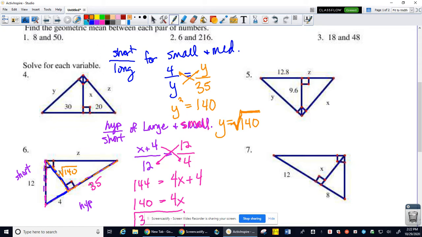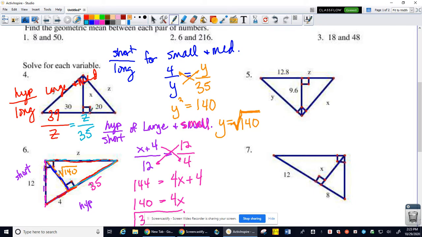And now to solve for z, the long leg. I'm going to compare the hypotenuse and the long leg for the large and the medium triangle. Because z is the hypotenuse of your medium triangle, and z is the long leg for your medium triangle. Sorry, the long leg for your large triangle. This side belongs to two different triangles, and that's what we want to do. So the hypotenuse for my big triangle is 39. 39 over z, the long leg for your large triangle, is in proportion to the hypotenuse for your medium triangle, over the long leg of your medium triangle.